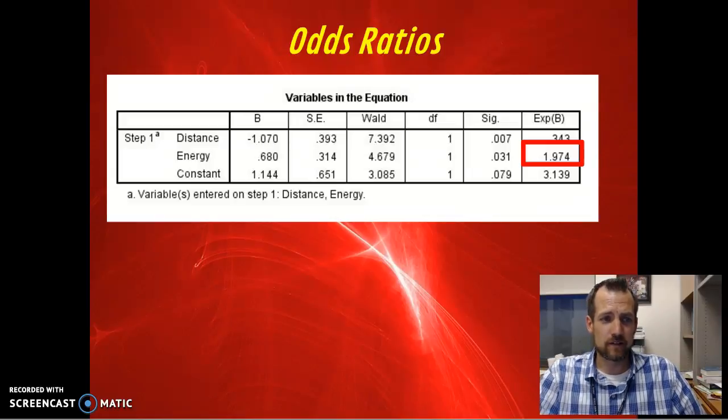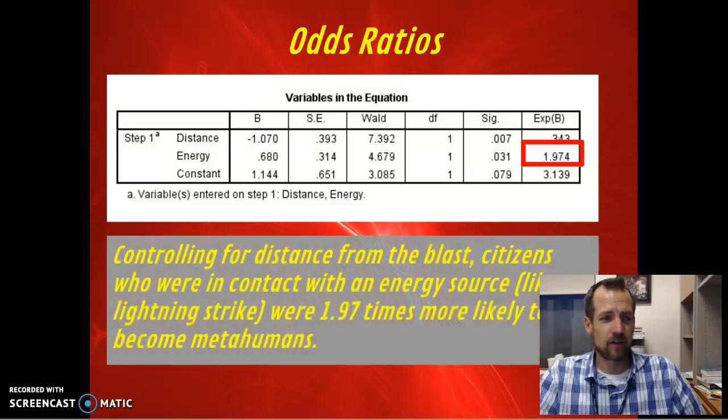And so this one's positive. What you would say is in this scenario, controlling for the distance from the blast, citizens who were in contact with an energy source, like a lightning strike, were 1.97 times more likely to become metahumans. So almost twice as likely if you were messing around with your car battery or getting struck by lightning or something like that at the time of the shockwave blast. And so that's an increase in odds.